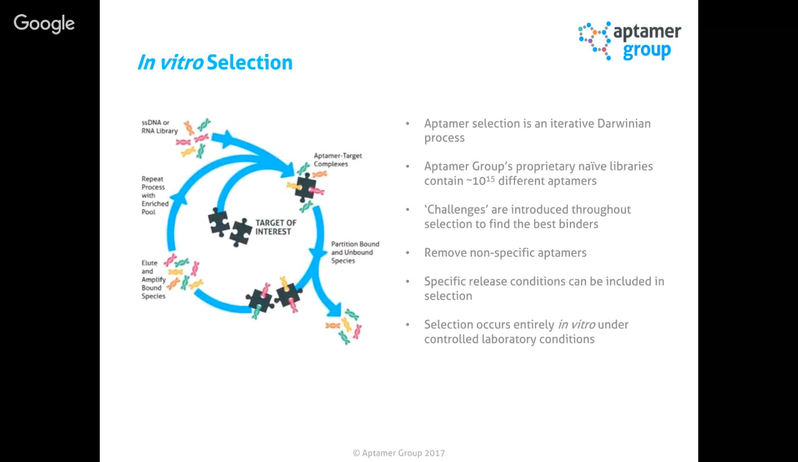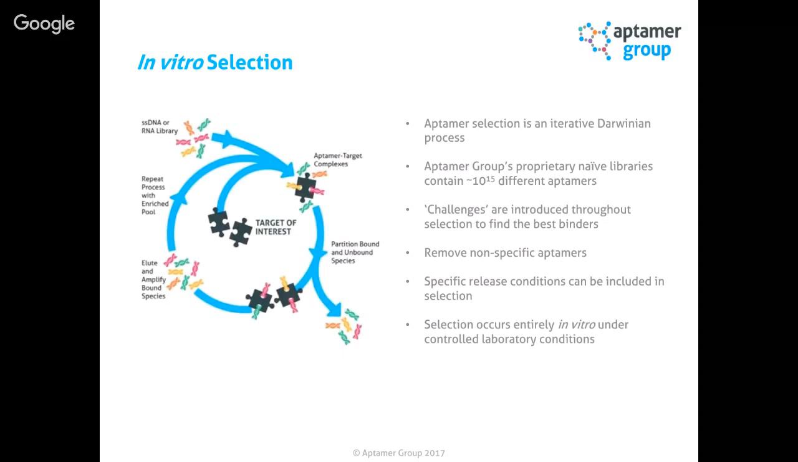Once those complexes have formed, we move on to the partitioning of the bound and unbound species. That's exactly what it sounds like. Anything that sticks to the Aptamer is retained, anything that doesn't stick is removed and washed away. We can go one step further: if the Aptamer is designed to recognize one target but not recognize a homologue, or something related, we can remove the non-binding species as well as the non-target binding species. Aptamers that recognize something else all go down the sink. We're not interested in them.